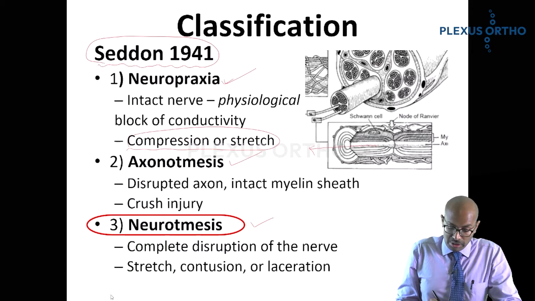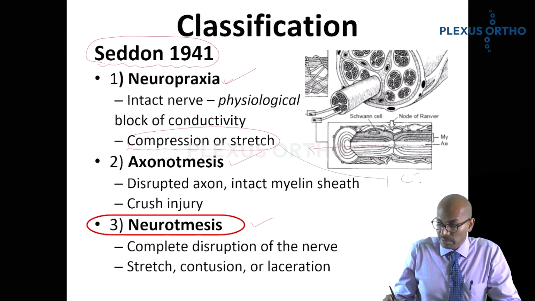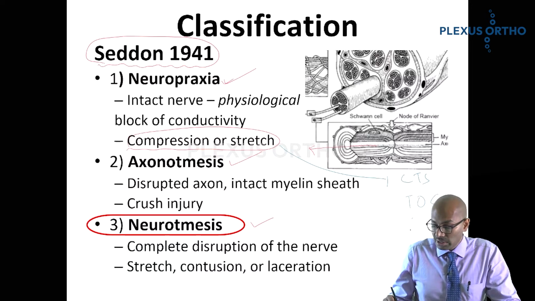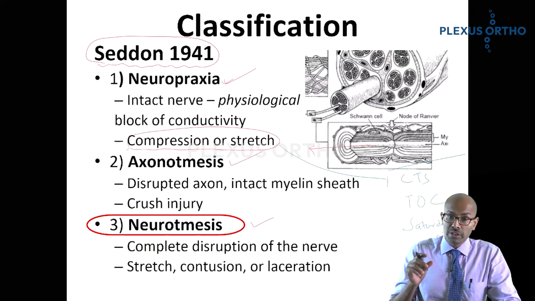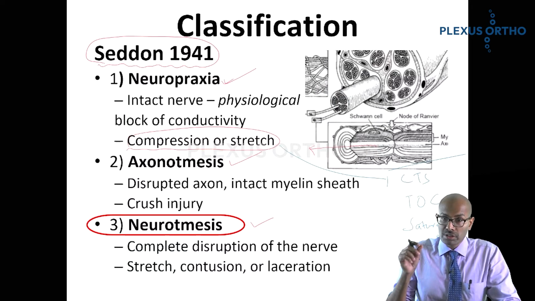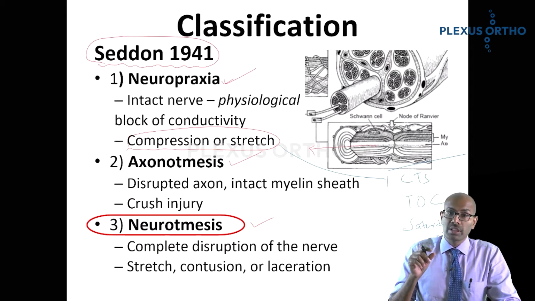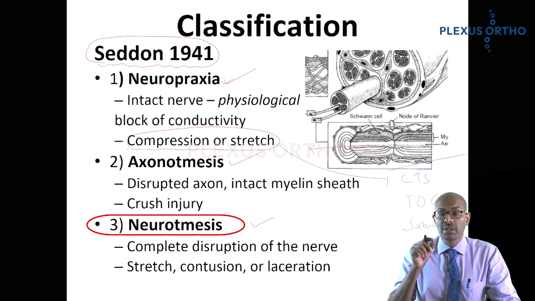So where do we see this compression or a stretch? We see it in carpal tunnel syndrome. We see it in thoracic outlet compression. We see it in Saturday night palsy. We see it in crutch palsy. Wherever there is a compression or a stretching of the nerve, it is called a neuropraxia. Here the myelin is damaged or the outer sheath is stretched or compressed. And these are the conditions where neuropraxia is present, and it can usually recover very well.